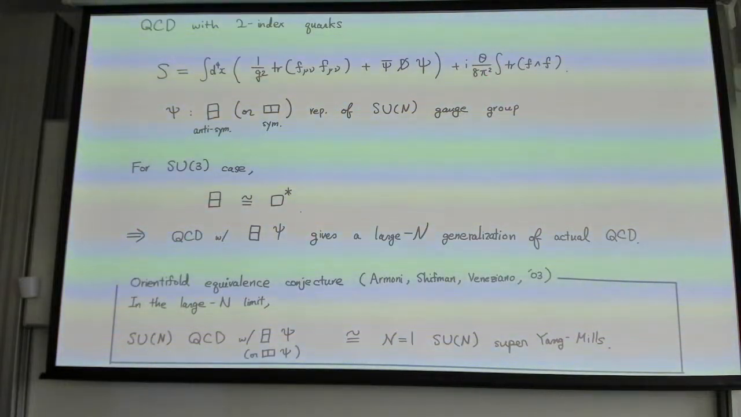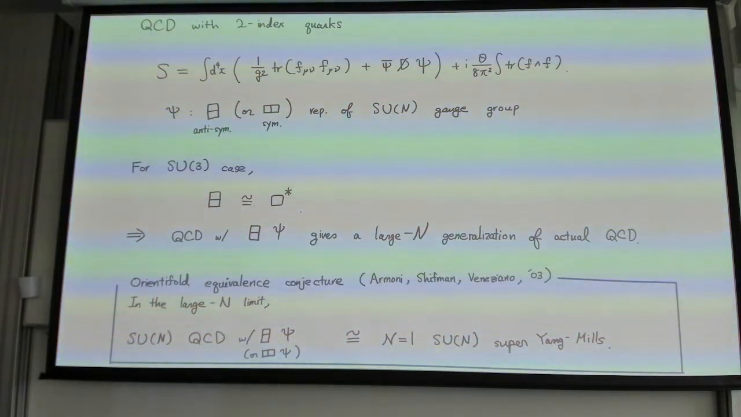And I can rotate it away by an anomalous chiral transformation, but just for convenience, I also keep the topological theta term of the SU(N) gauge group for the four-dimensional gauge theory. And this Lagrangian is almost identical to the usual QCD that describes the strong interaction of nuclear forces.